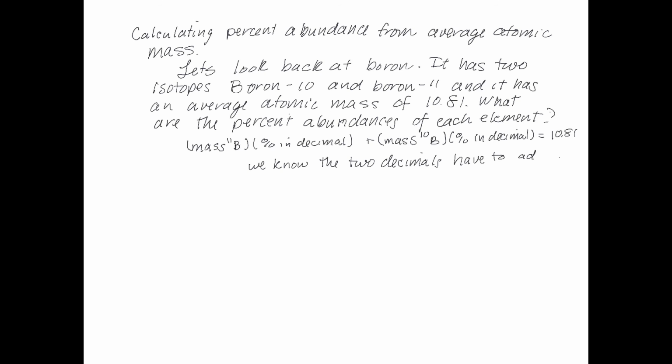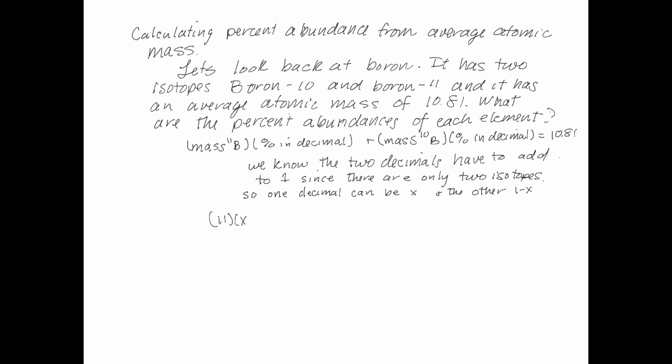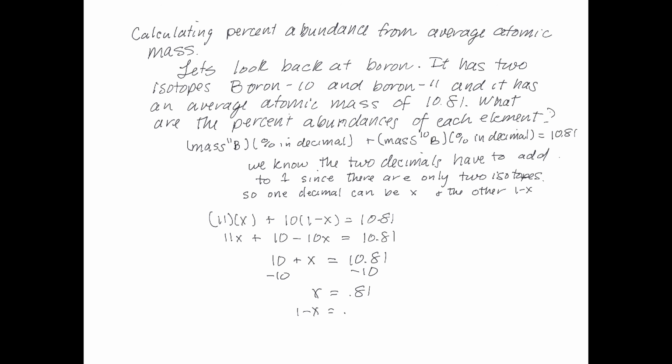We know the two decimals have to add up to 1 since there are only two isotopes. So for the decimals, we can put in x and 1 minus x. So we can set up the algebra here. We've got 11x plus 10 times 1 minus x equals 10.81. And I'm then just going to do the algebra, and I end up solving for the percentages. And x equals 0.81, which is 81%, and 1 minus x is 0.19, which is 19%.